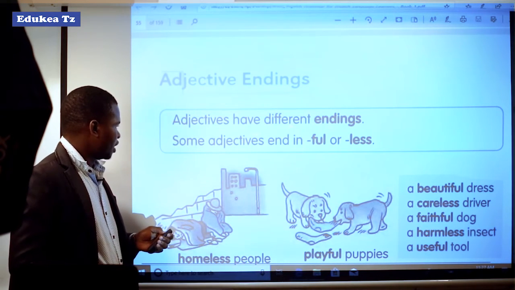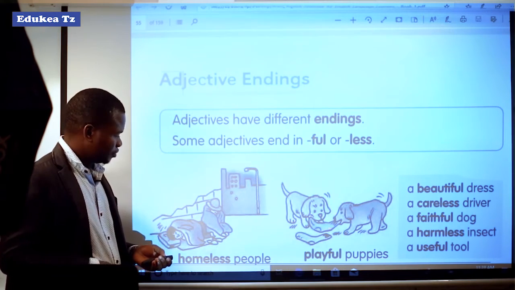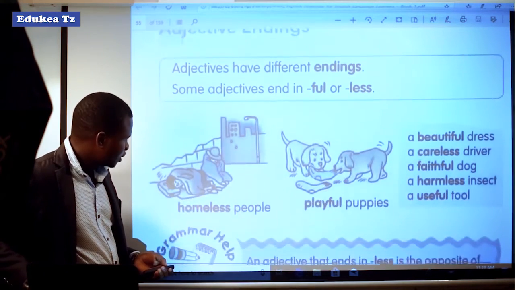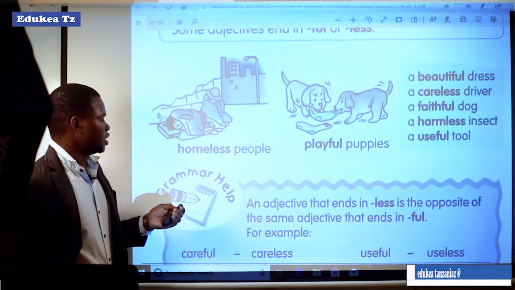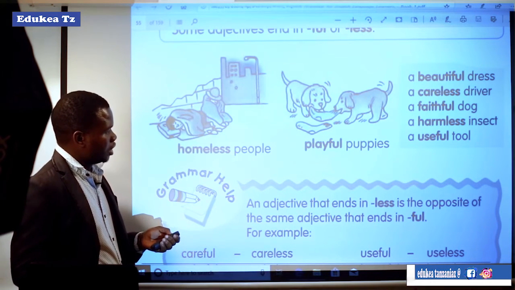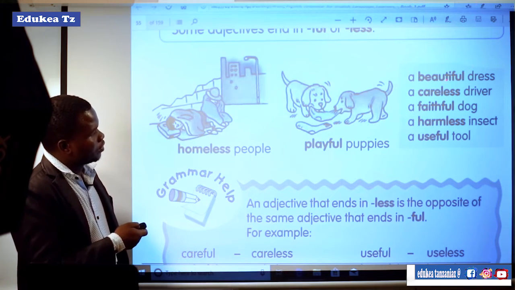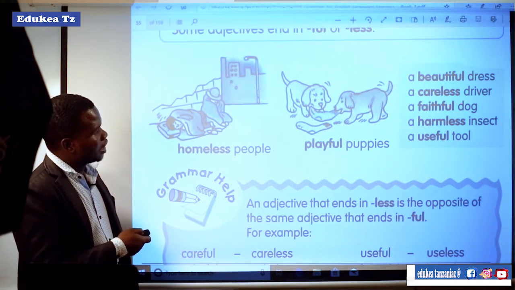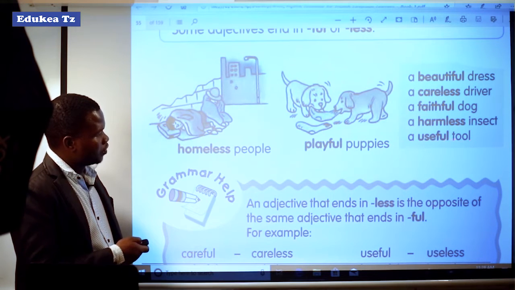So let us see now adjective endings. Adjectives have different endings. Some adjectives end in full or less. For instance, homeless people. You can see this adjective ends with less. Joyful pupils. Here there is a full ending. A beautiful dress, full. A careless driver, less. A faithful dog, full. Homeless insect, less. Useful tool, full.